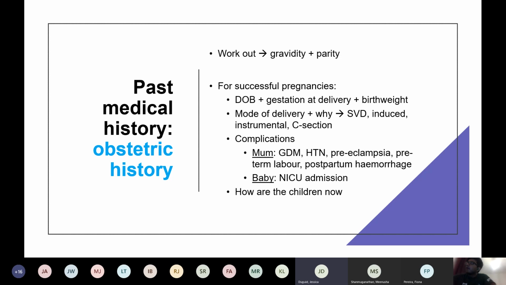Mm-hmm. So a big problem at the moment is because of COVID, they are relying on HbA1cs in pregnancy, and they're completely missing gestational diabetes. So just remember for exams, don't use HbA1c in pregnant people.